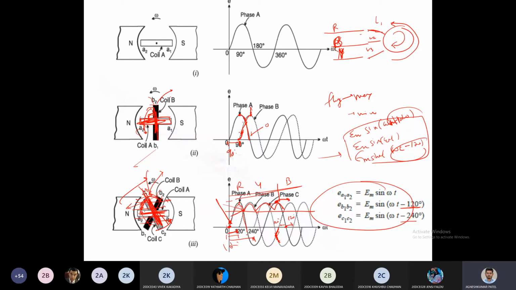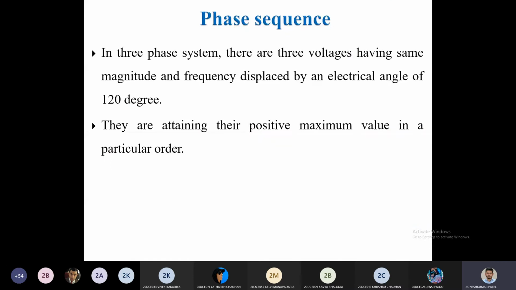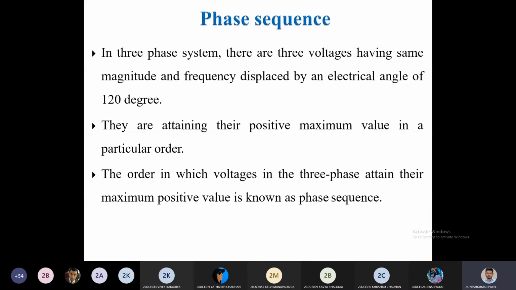This is the reason, because in here there would be three coils like this. One coil would be L2, L3. So this is L1, this is L2 and this is L3. If I change this phase like this, then L2 will get its maximum later and L3 first, so your motor starts moving in the other direction. That's why phase sequence is important, like which phase comes after which phase. So the order in which the voltages in three phases attain their maximum positive value is known as phase sequence.